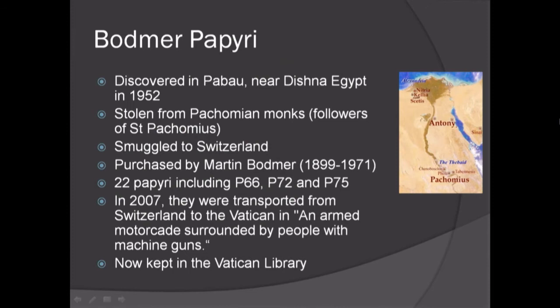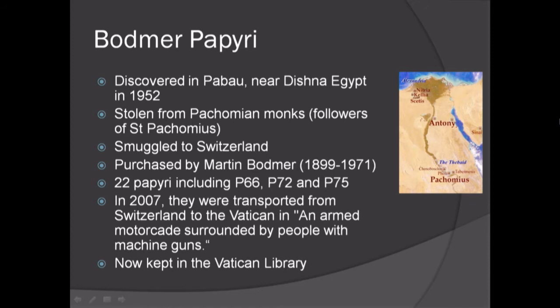They're all important documents. And in 2007, they were transported from Switzerland to the Vatican in an armed motor car, a cavalcade surrounded by people with machine guns. All right, so it gives you an idea how valuable these documents were. And they're now kept in the Vatican Library. So a bit of excitement to the talk.